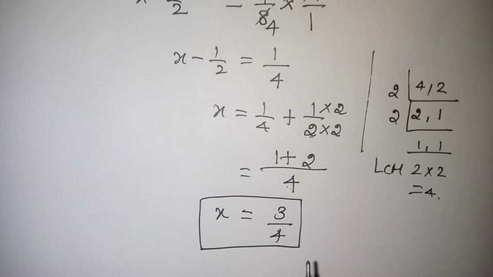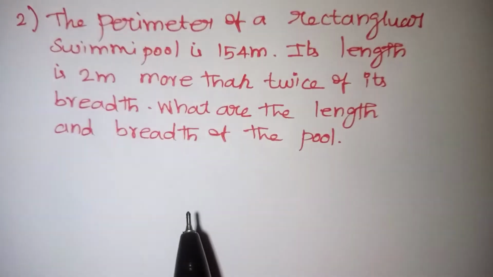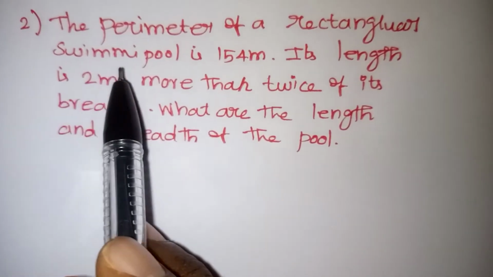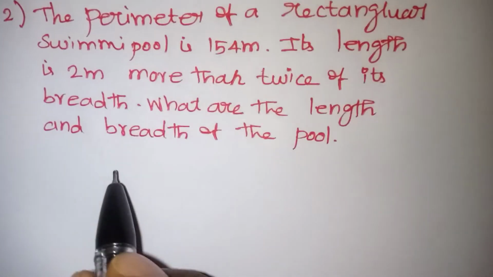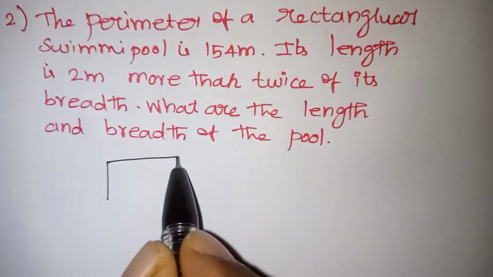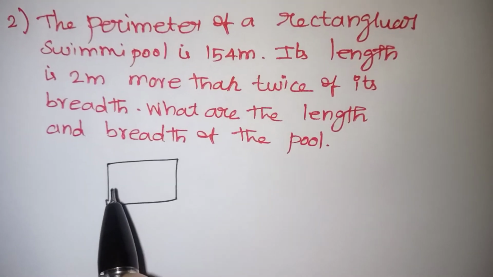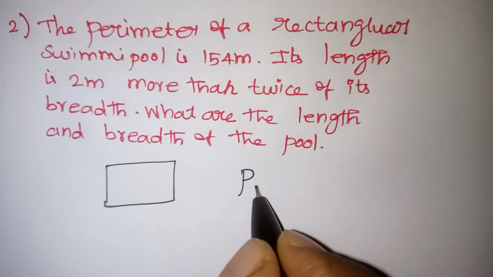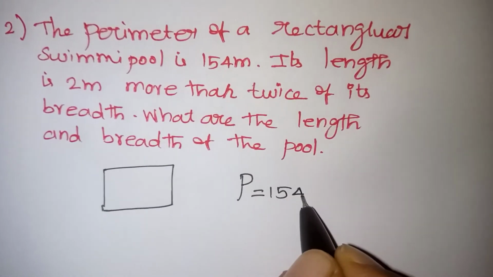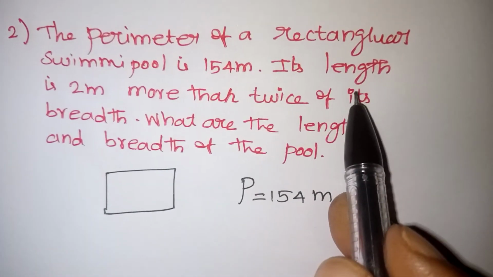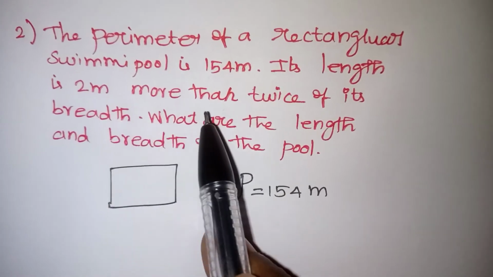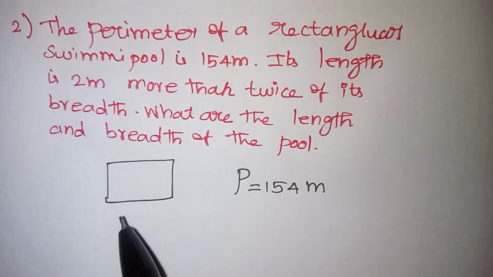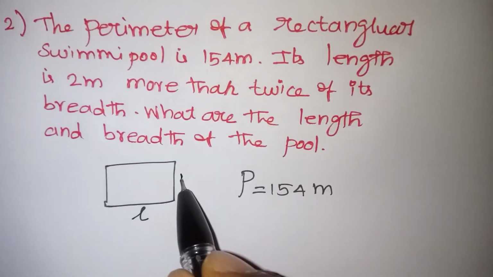We'll move on to the second problem now. Our question is, the perimeter of a rectangular swimming pool. So they are talking about a rectangular shape. So there is a rectangle. The perimeter P, which is equal to 154 meter, is given. Now the length is 2 more than twice its breadth. So this is my length and this is my breadth.